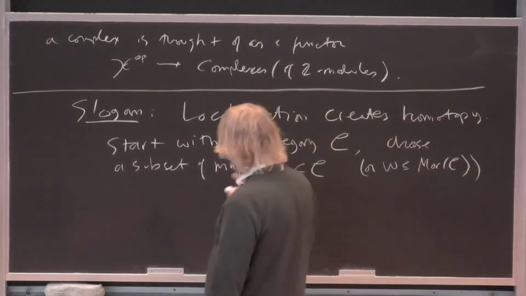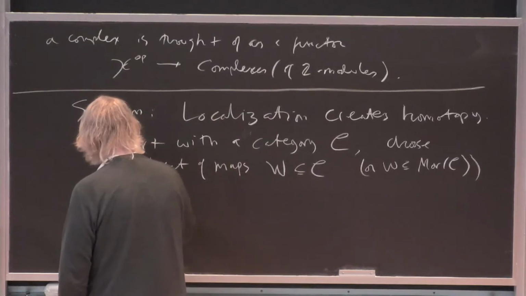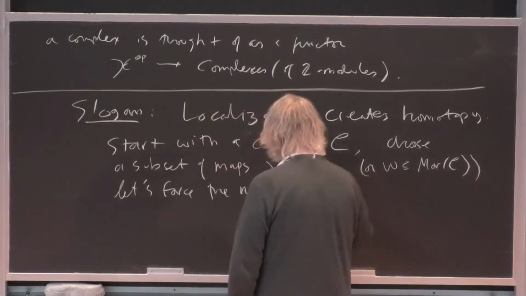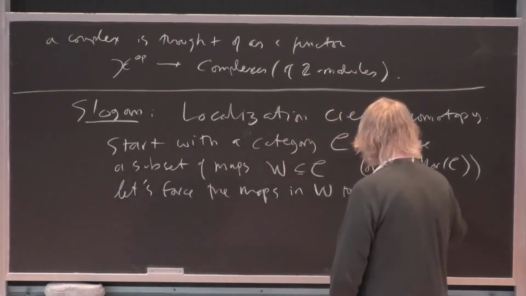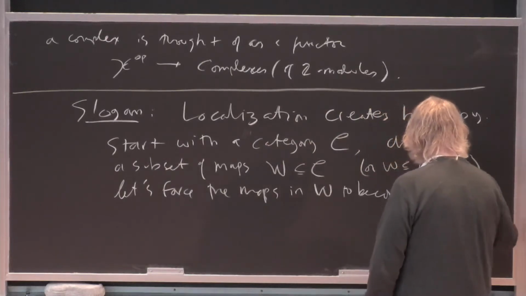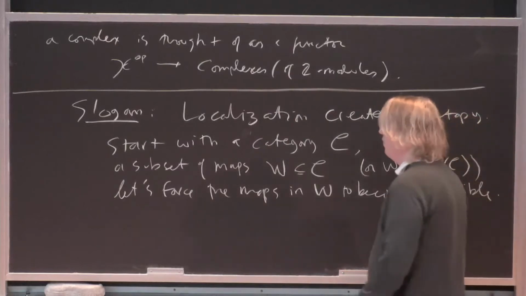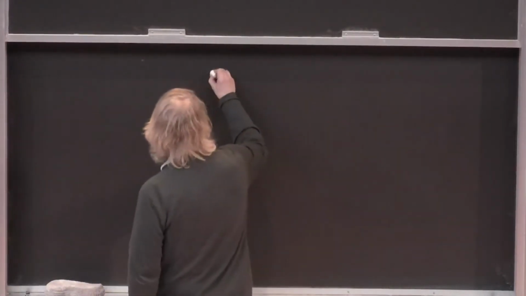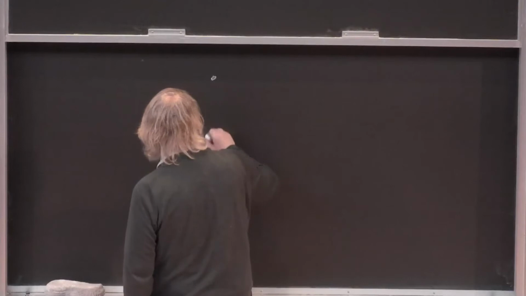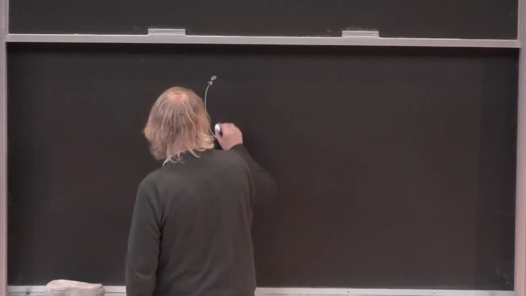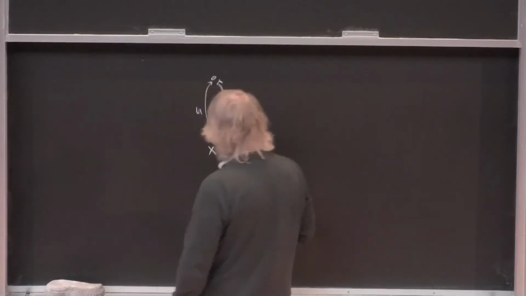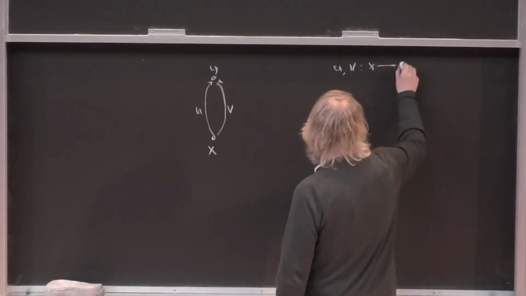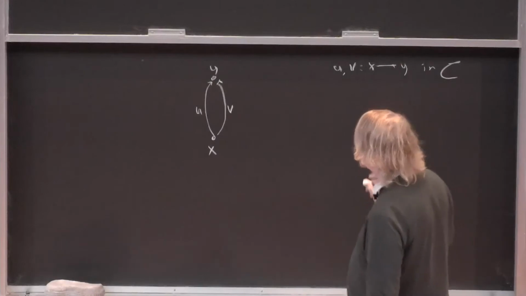Then you'd like to say, let's just make those maps invertible. So let's force the maps in W to become invertible. Okay, so now let's draw a picture of what can happen. So what can happen is we might have two maps from X to Y, and we might have another map from Y to Z.